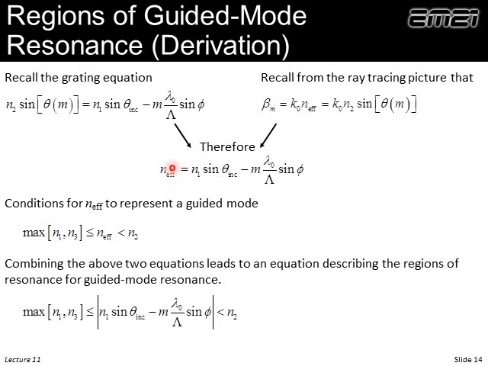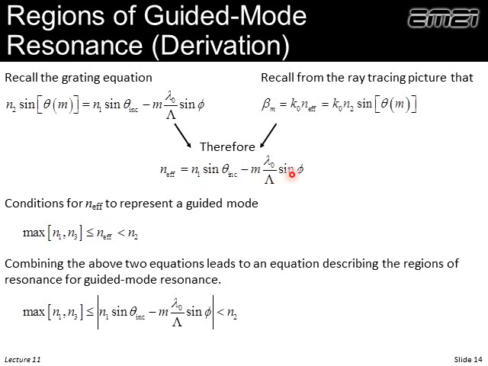Now we have to think about conditions for guiding. Remember, what causes guiding in this slab is total internal reflection. That means the refractive index of the core has to be higher than the two refractive indices surrounding it, the cladding. Our effective refractive index has to fall somewhere between the refractive index of the core and the refractive index of the claddings. So we can bound what our effective refractive index will have to be.